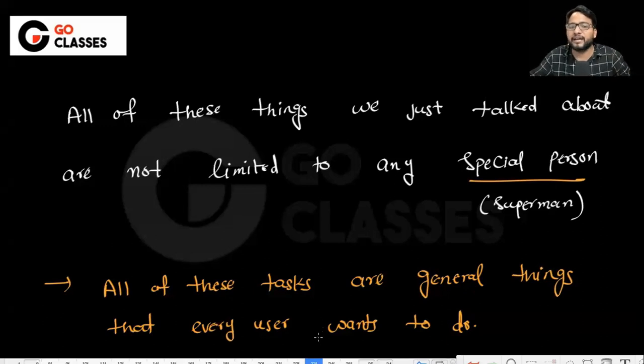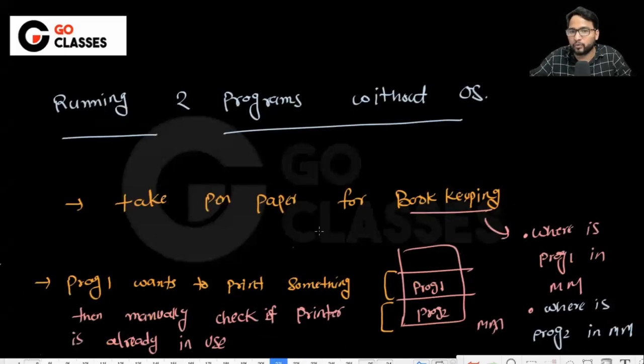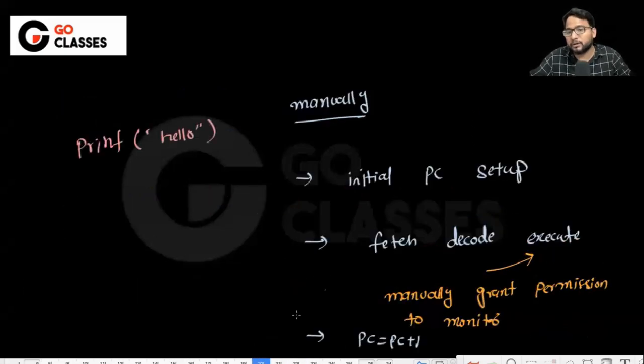And also, even though everyone needs it, if we ask the user to do it manually, then first of all, they have to be a computer scientist. I mean, not every naive user can do it, right? They have to know what the program counter is. They have to know the nitty-gritty details of computer science, right?